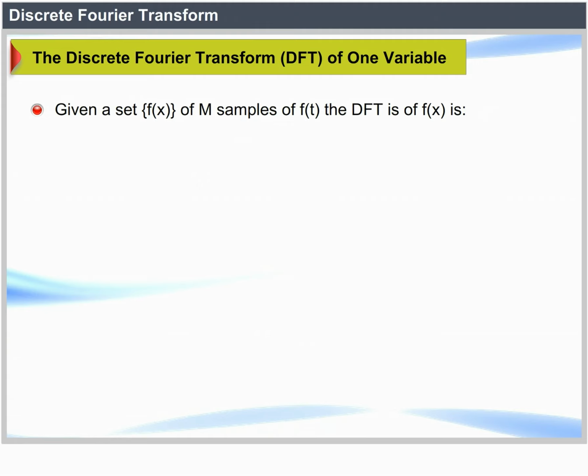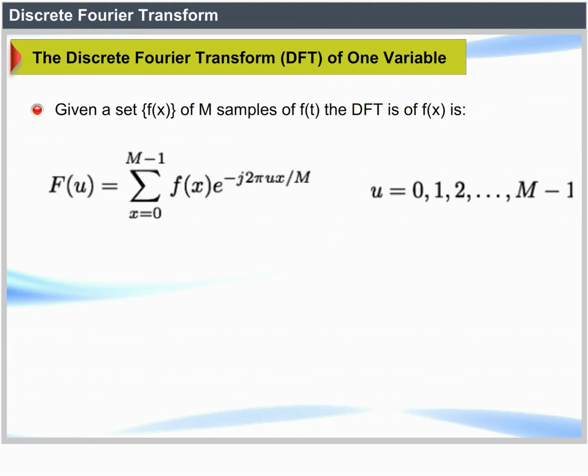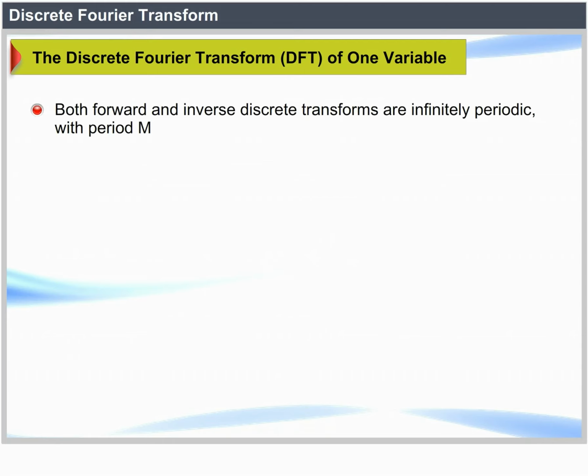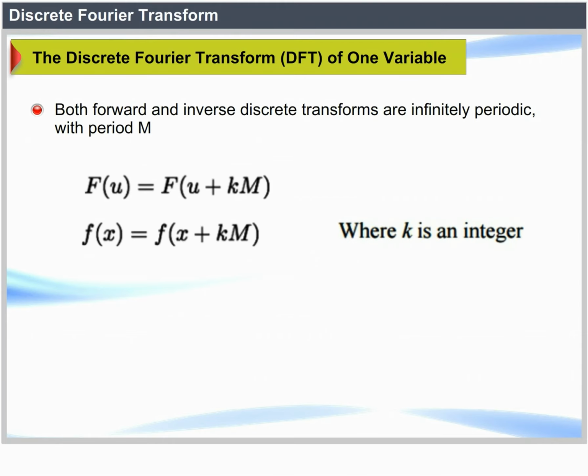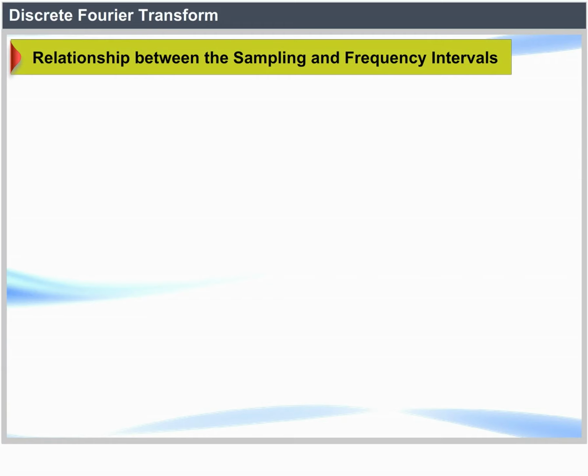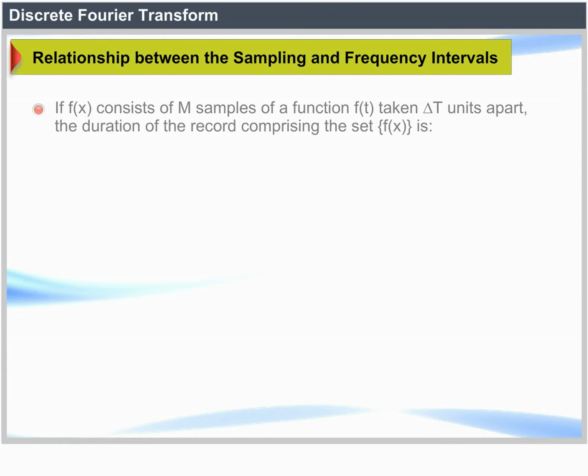Relationship between the sampling and frequency intervals. If f(x) consists of M samples of a function f(t), taken at delta T units apart, the duration of the record comprising the set f(x) is T equals M times delta T. The corresponding spacing in the discrete frequency domain is delta u equals 1 by M delta T equals 1 by T. The entire frequency range spanned by the M components in the DFT is M delta u equals 1 by delta T. Extension to function of two variables.